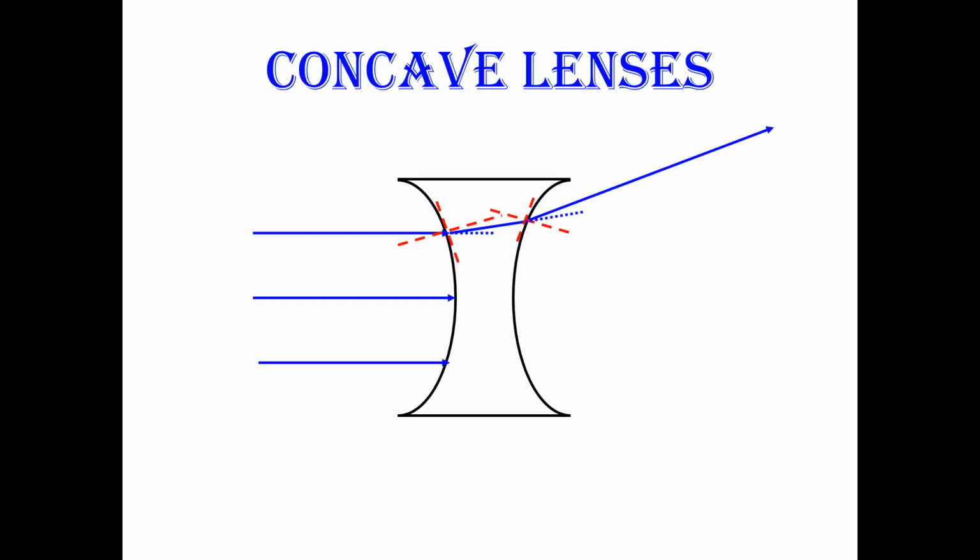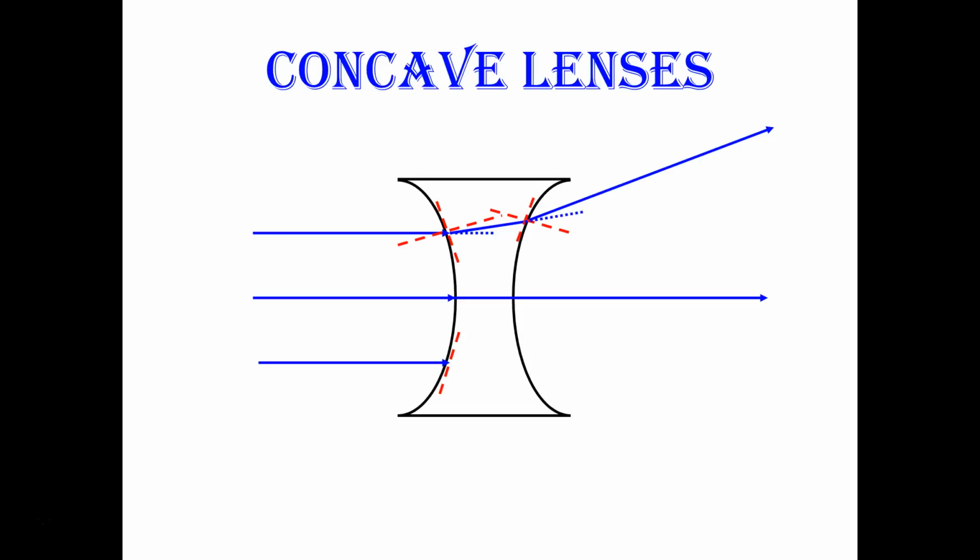Now this middle incident ray is approaching the lens at 0 degrees to the normal. So once again, it passes out through the lens unrefracted. Same as with the convex lens. But that only happens to one single ray, the ray that hits the lens at exactly the same angle as the normal line.